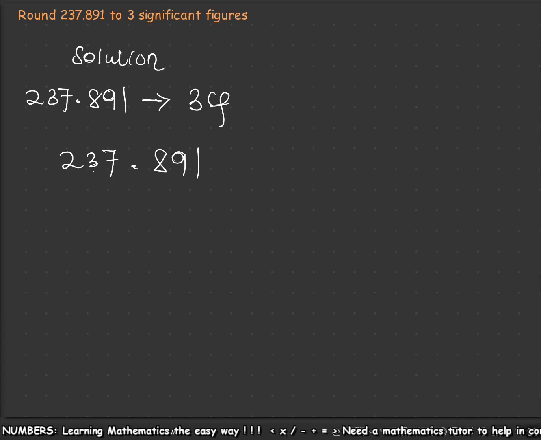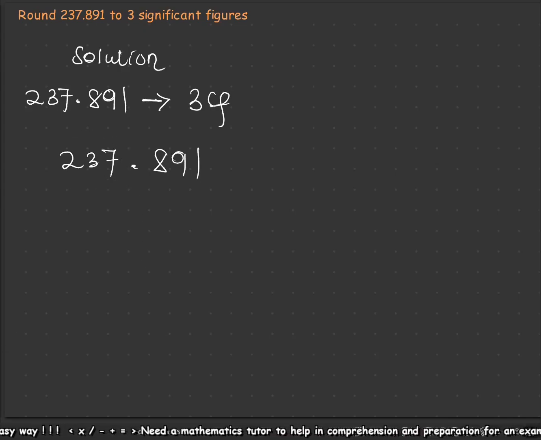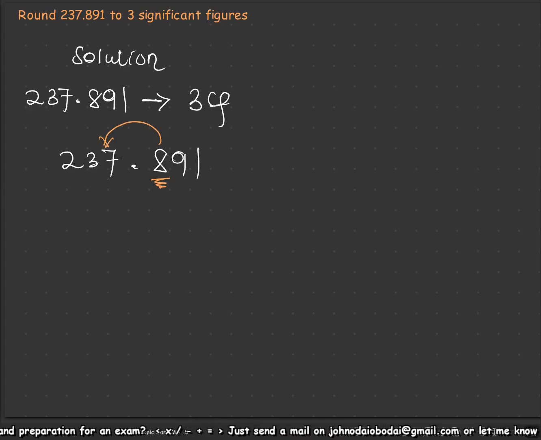And as you can see, they are all non-zero digits. So before we can round to 3 significant figures, we go to the fourth digit. This fourth digit is 5 or more. So if it is 5 or more, we increase the last significant figure by 1. You get it?